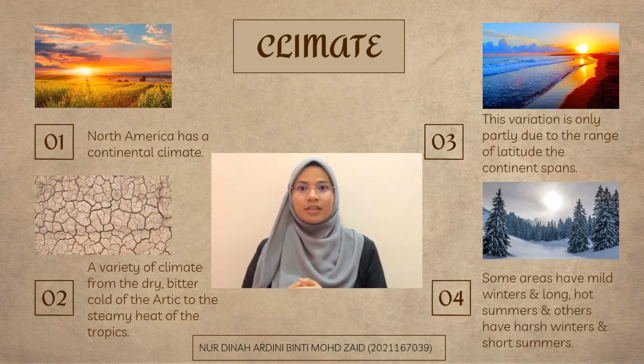Besides, there is a variety of climate, from the dry bitter cold of the Arctic to the steamy heat of the tropics. This variation is only partly due to the range of latitude the continent spans. Some areas in North America have mild winters and long, hot summers, and others have harsh winters and short summers.